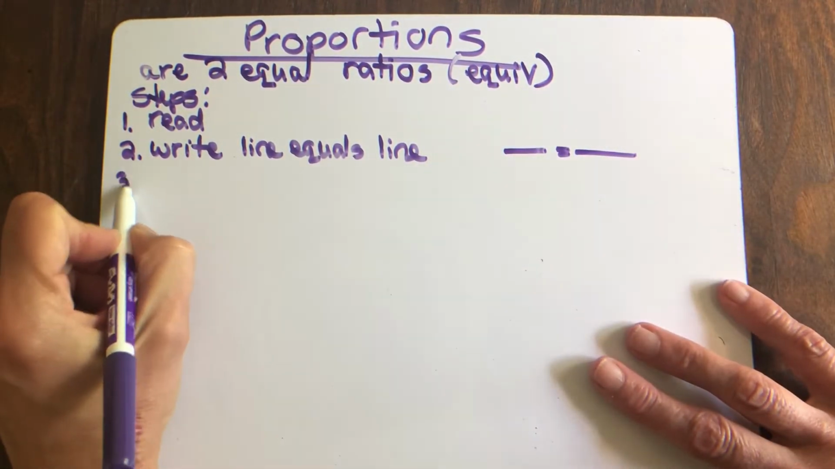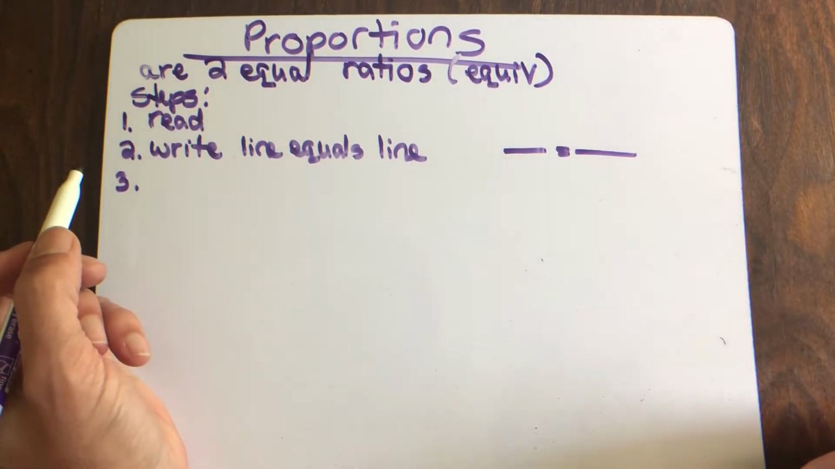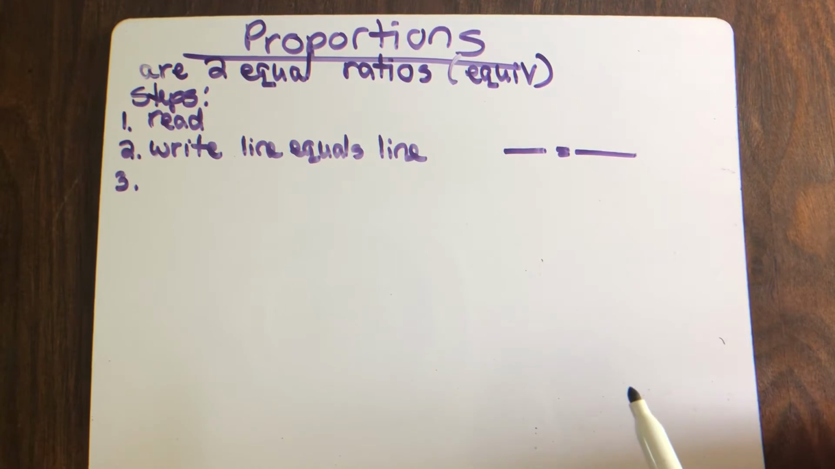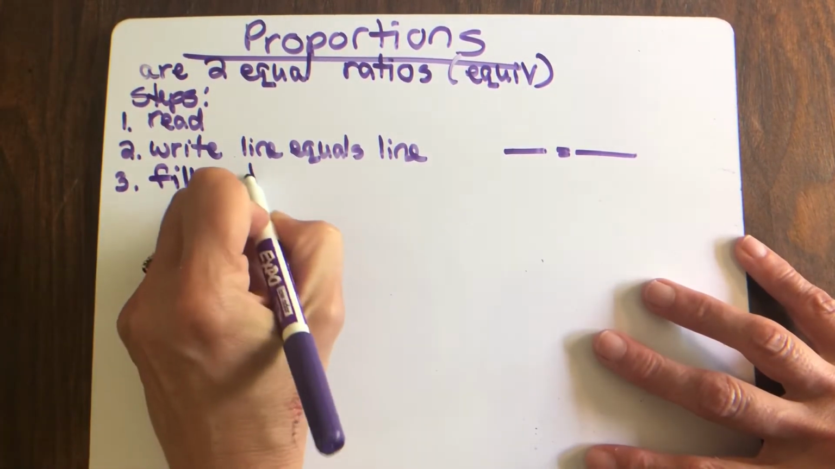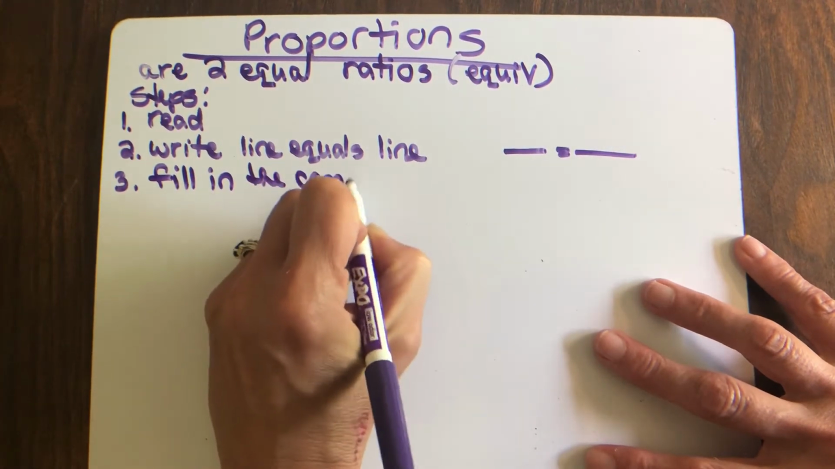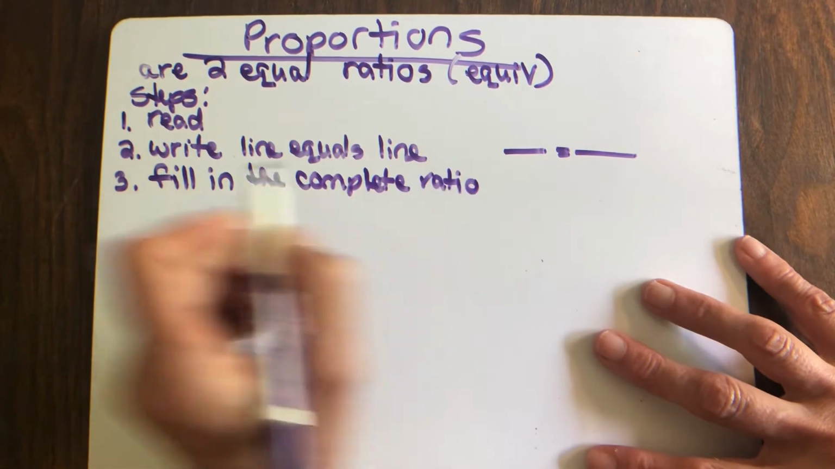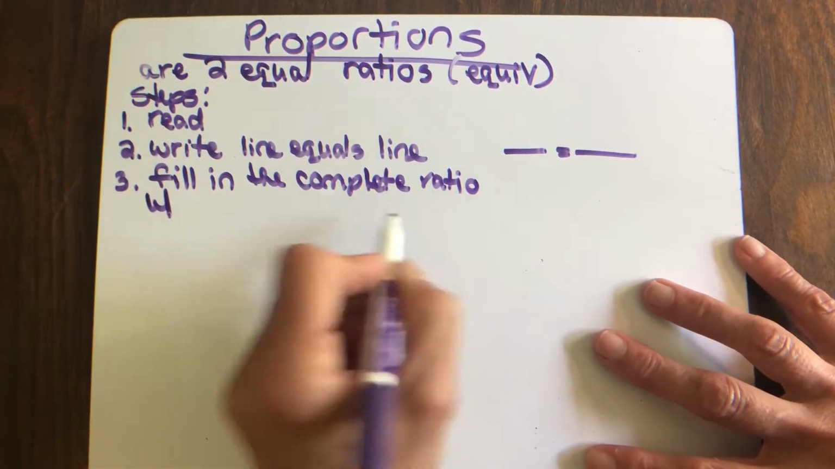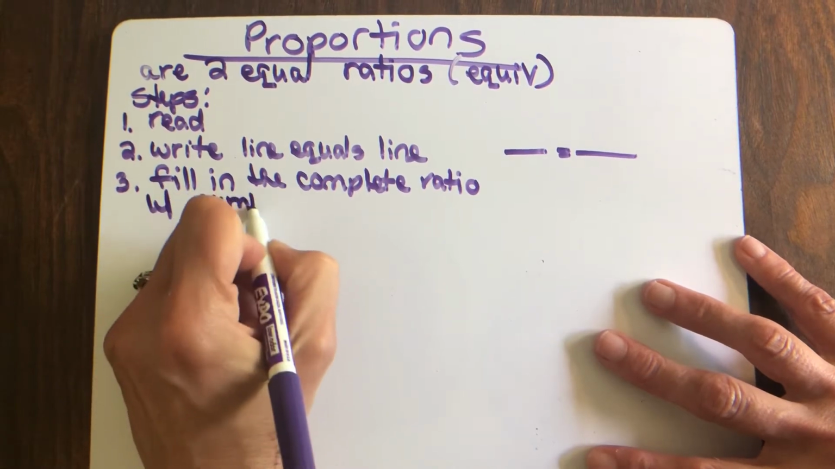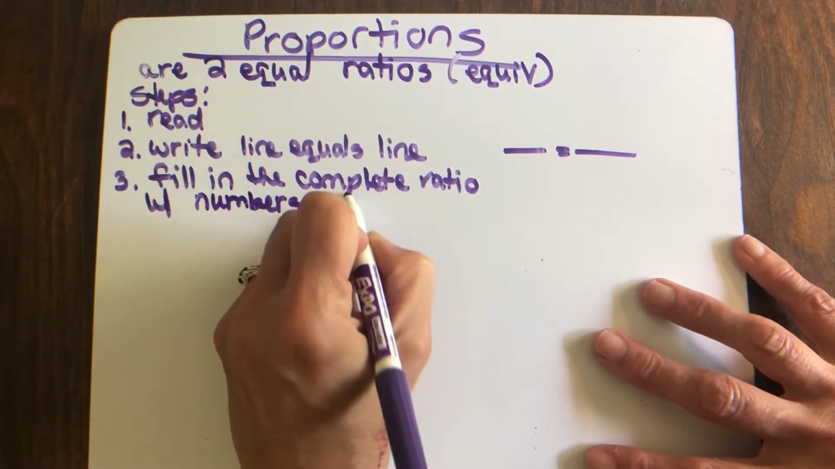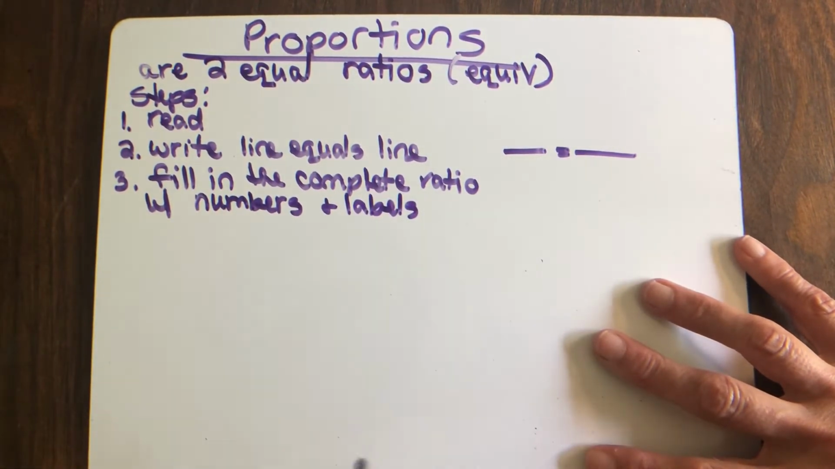Then number 3, on your problem, you're going to have a ratio, a complete ratio that's given to you. So we want to fill in the complete ratio. I'm going to use the word complete. And we want to fill in the complete ratio with numbers and labels, okay? So you know how I am about my labels, so you got to label this.